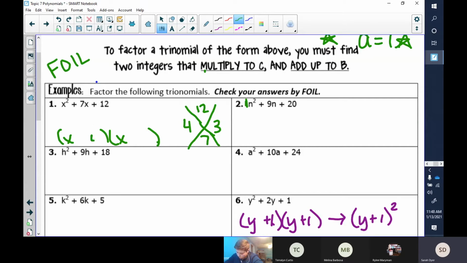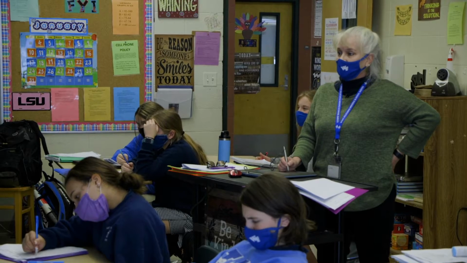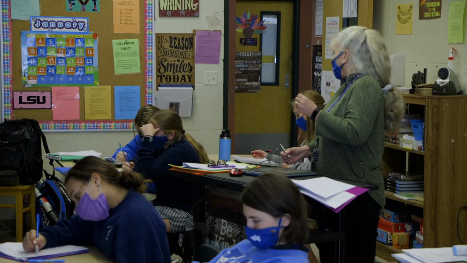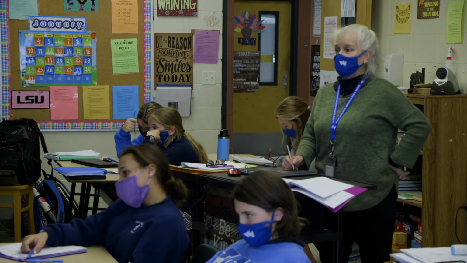Okay, so now I've got 4 and 3 here. How do I know if it's going to be adding or subtracting? They're both positive. I need a positive 12, which means my signs have to be the same when I multiply. But I need a positive 7, which means both those numbers have to be positive.